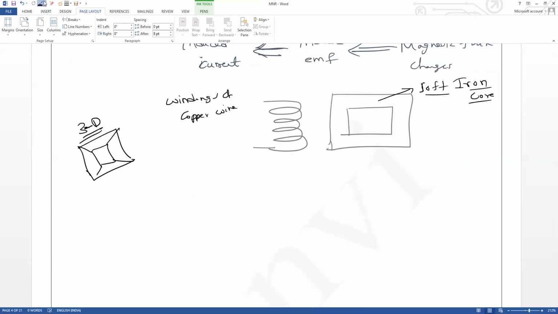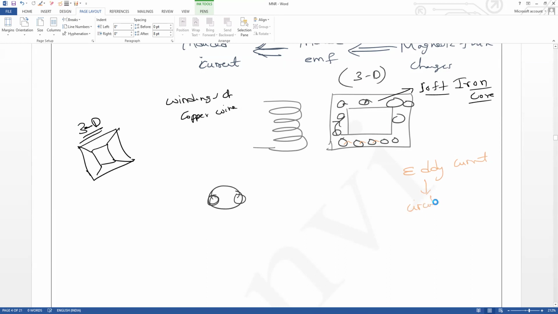So what is going to happen? Particles are connected from the front surface to the back surface. Is it right? Eddy currents are connected from the front surface to the back surface and they will try to form large loops when it is a three-dimensional soft iron core. So they will produce a lot of eddies, where eddy currents are very big. What is the nature of eddy currents? They are circular in nature.